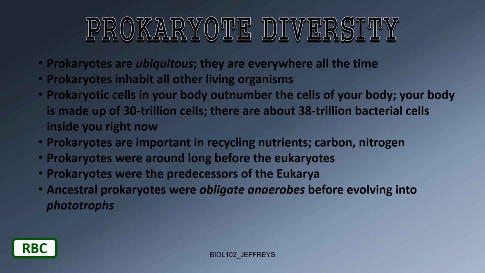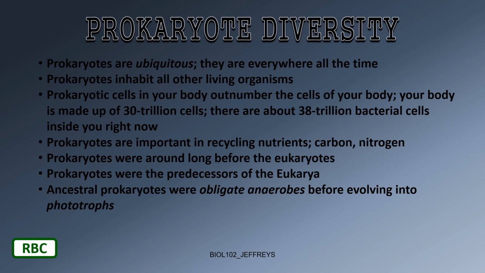Ancestral prokaryotes were obligate anaerobes before evolving into phototrophs. Now, obligate anaerobes, aerobic organisms, or aerobe means with oxygen. So an aerobic organism would be an organism like you and I that must have oxygen in order to survive. Anytime you put an A or an AN on the front of a word in biology, that means without. So anaerobe would be without oxygen.